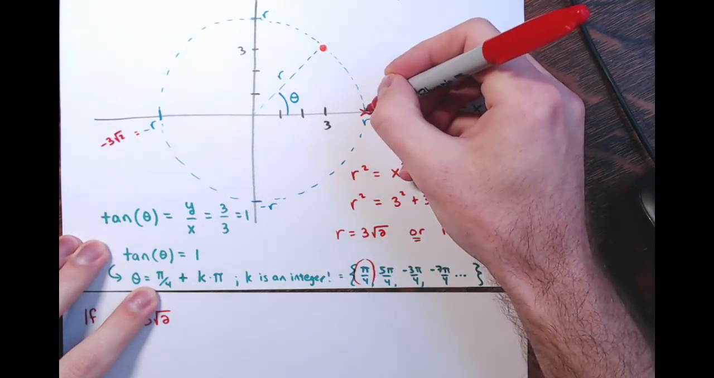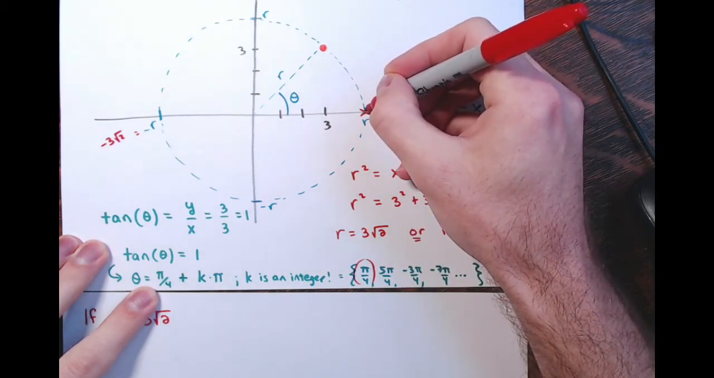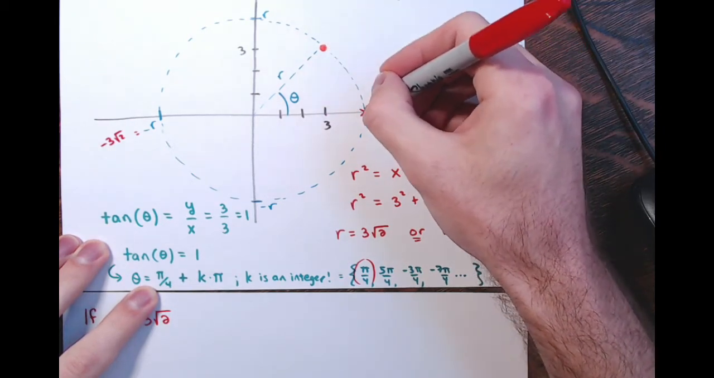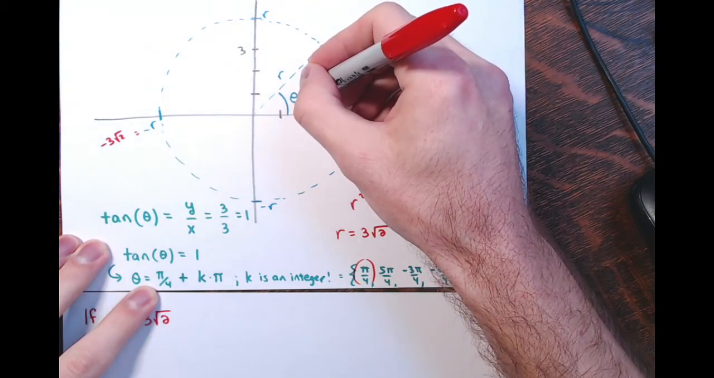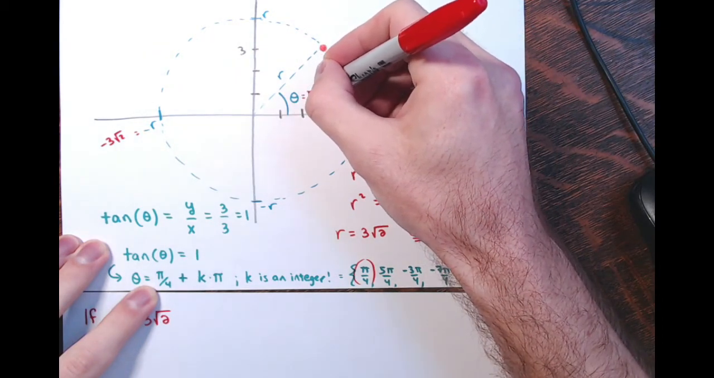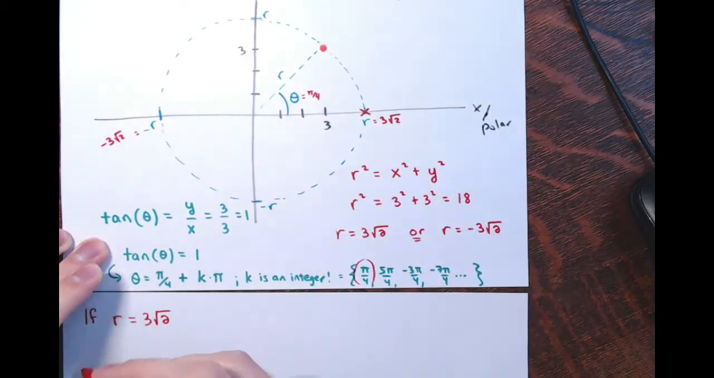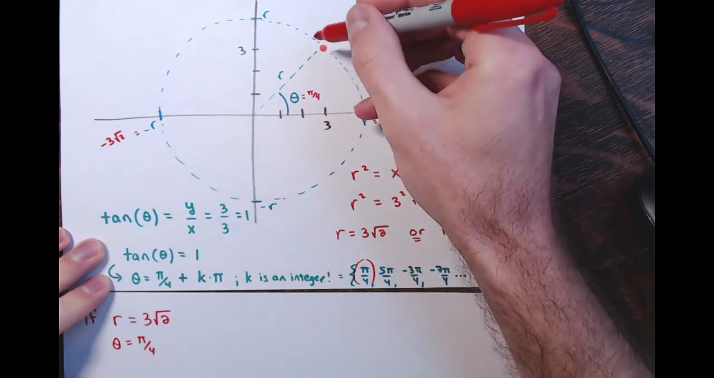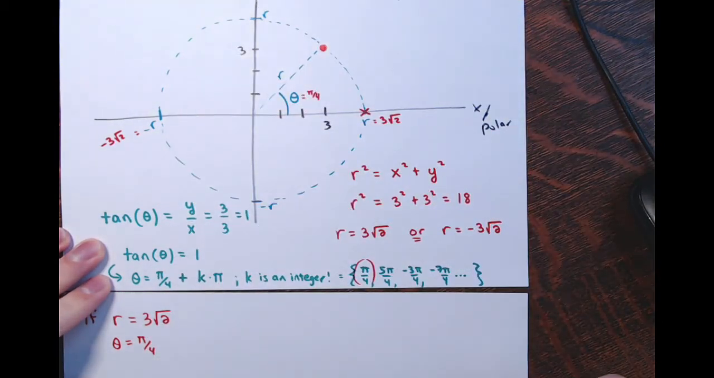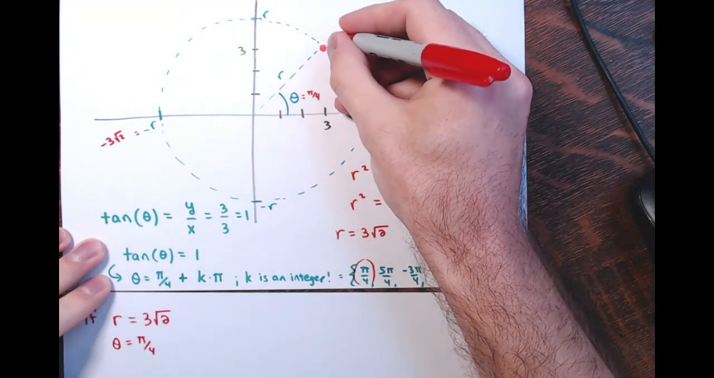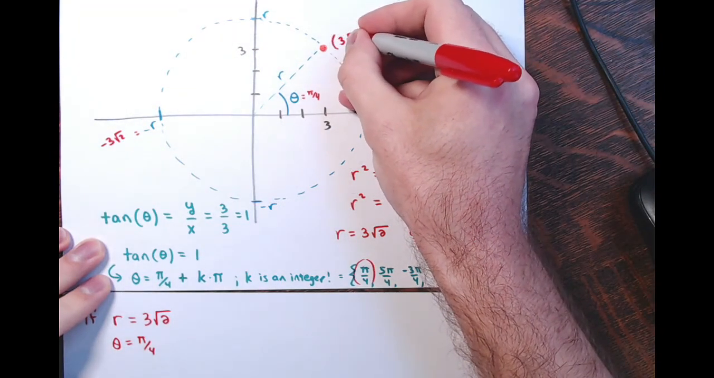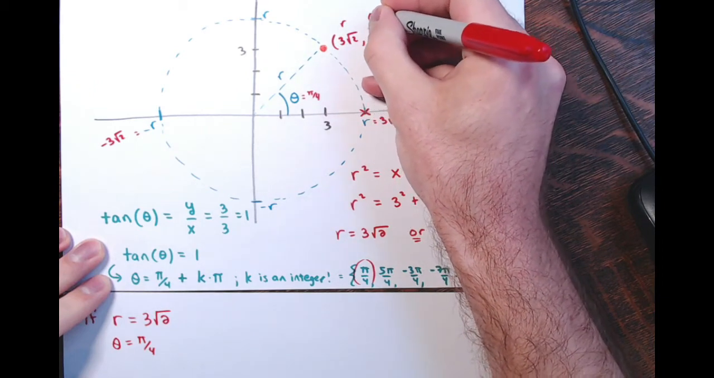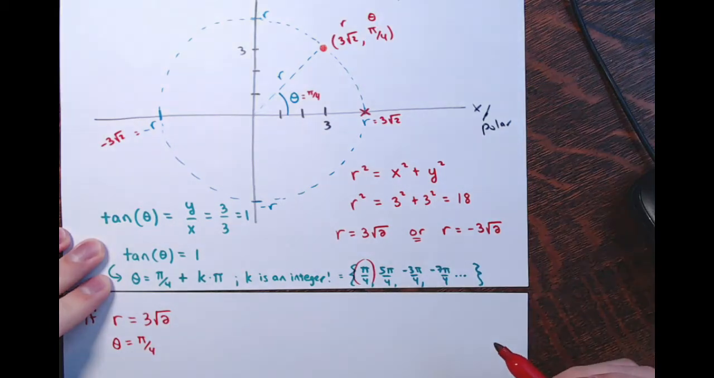Go positive pi over 4. Remember, positive pi over 4 means you're going counterclockwise 45 degrees. And yeah, that would definitely take me here. This is 45 degrees off the horizontal axis. So theta equals pi over 4 would work. But then you could add any multiple of 2 pi to that you wanted. So I could call this 3 root 2 for r, and then pi over 4 for theta, and that's great. It takes me to that position.